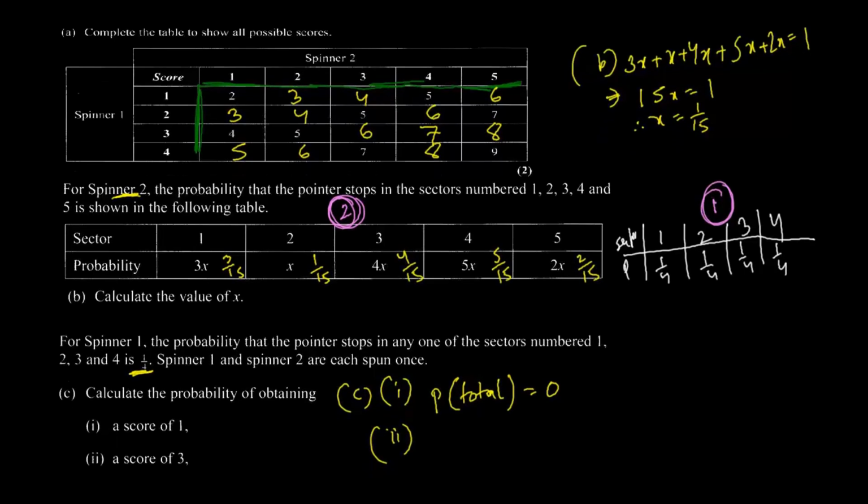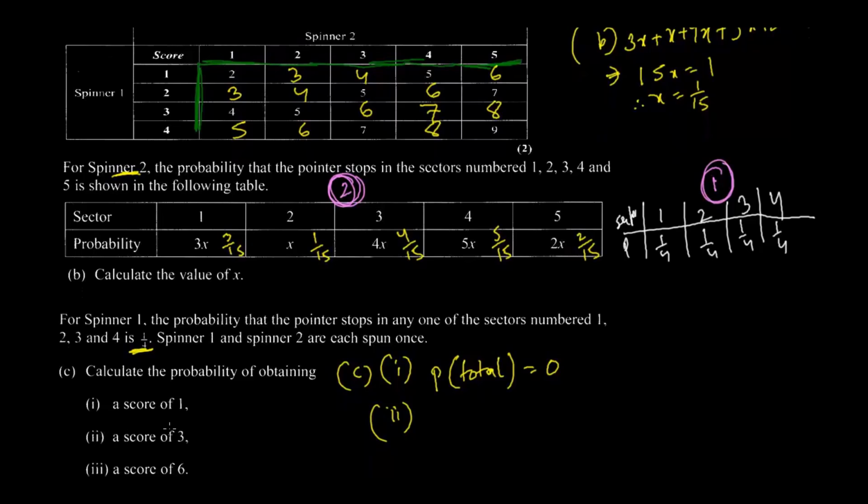So question number 2 says a total of 3. So let's see, we have this one, we have this one. So there are two ways of getting a 3. We can get a 3 by 1 and 2, so 1, 2, or we can get a total of 3 by 2, 1. So that would mean 2, 1.